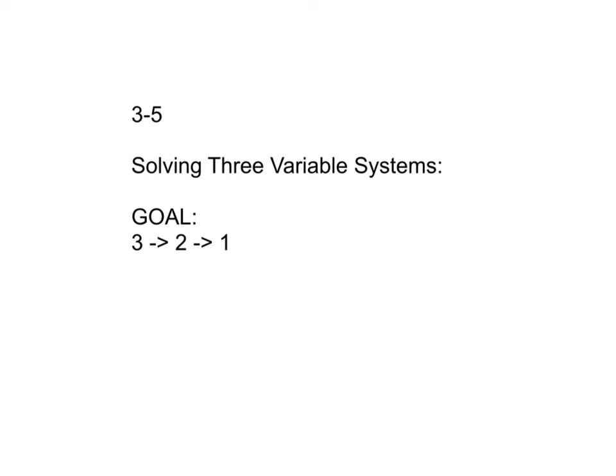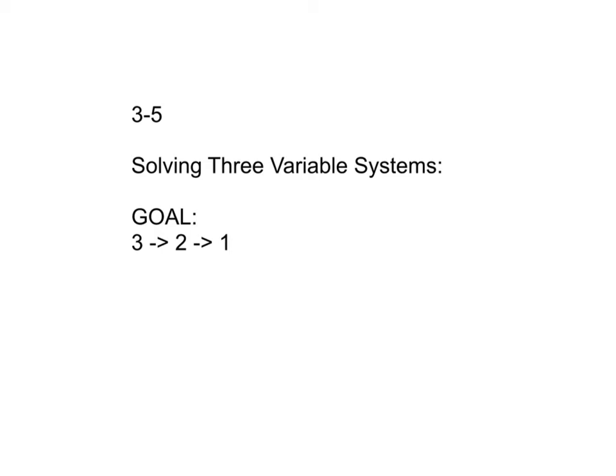Okay, so this is section 3.5, the final section here in chapter 3. And we're going to be talking now, instead of two variable systems with two linear equations, we're going to up the ante a little bit, and we're going to talk more about systems that contain three equations and three unknowns.